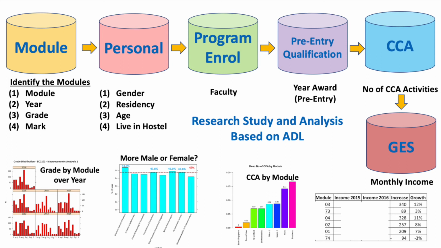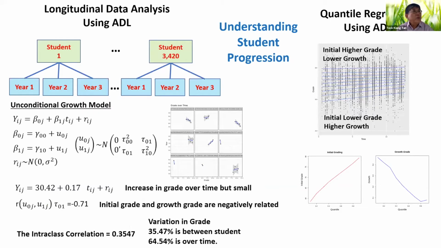So in short, a research study and analysis can be carried out purely based on ADL. So it depends on the research objective. Not only that, we can also understand the student progression. If the information that we want to extract from ADL is stored in a longitudinal format, we can also do some data management to include this data.